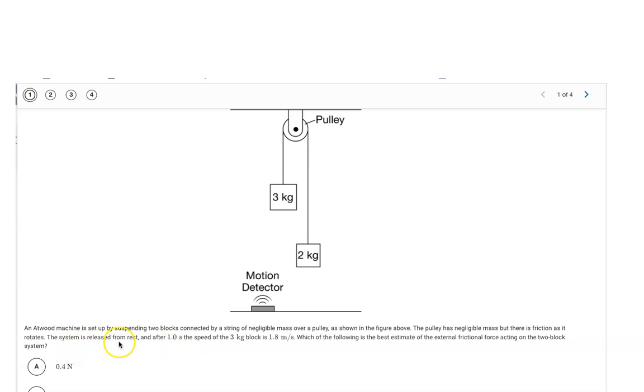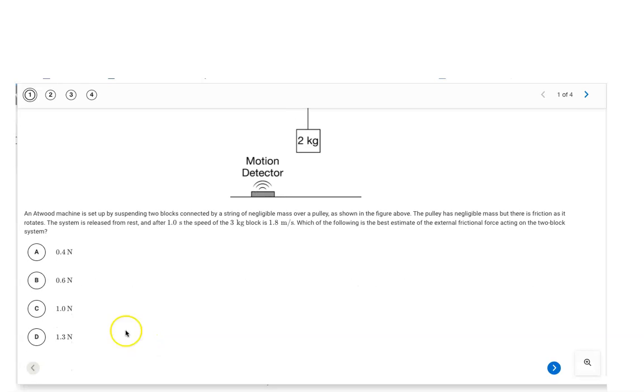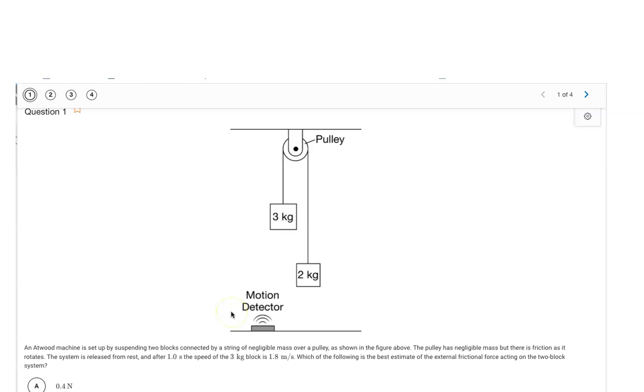The system is released from rest, and after 1 second, the speed of the 3 kg block is 1.8 meters per second. Which of the following is the best estimate of the external frictional force acting on the two-block system? And here are our options, A, B, C, D. Okay, so how do we start?